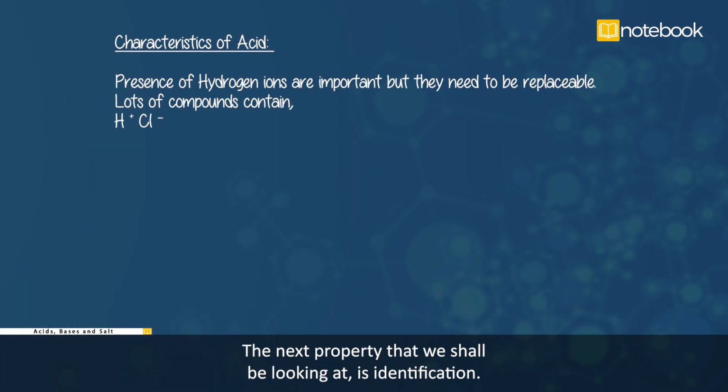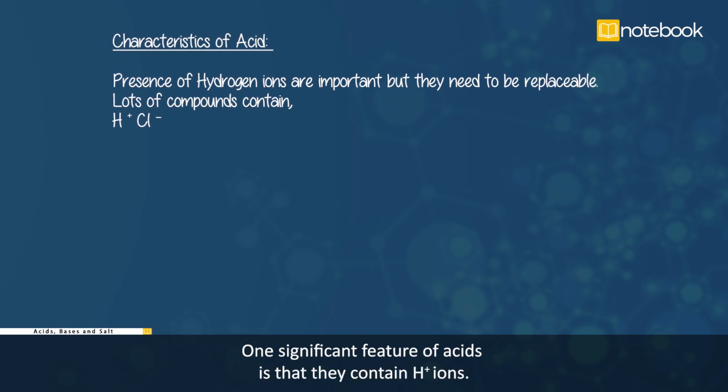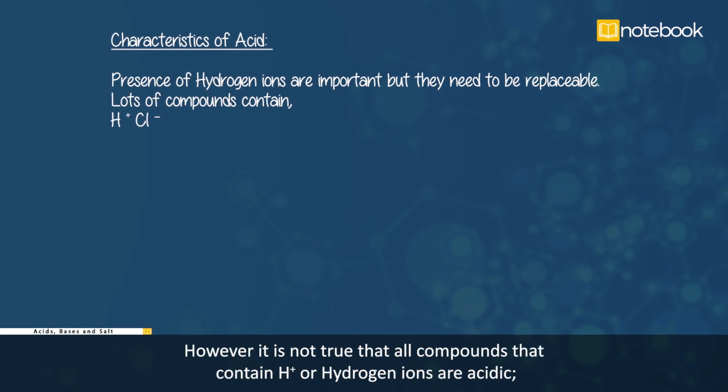The next property that we shall be looking at is identification. How do we identify acids and bases? One significant feature of acids is that they contain H+ ions. However, it is not true that all compounds that contain H ions are acidic.